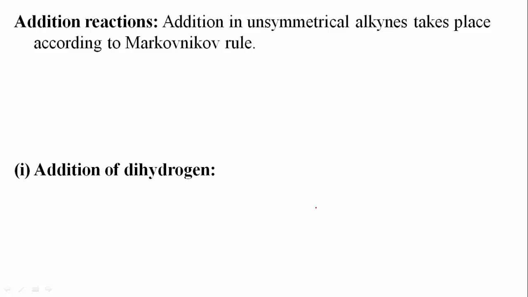And now we will see addition reactions. The addition in unsymmetrical alkynes takes place according to Markovnikov's rule. So how does this take place? Simply see here, I will consider one alkyne, C triple bond C. When it is made to react with the compound HZ, which in general may be a halogen or any other atom, it will react to form C double bond C plus H, along with the formation of Z minus.